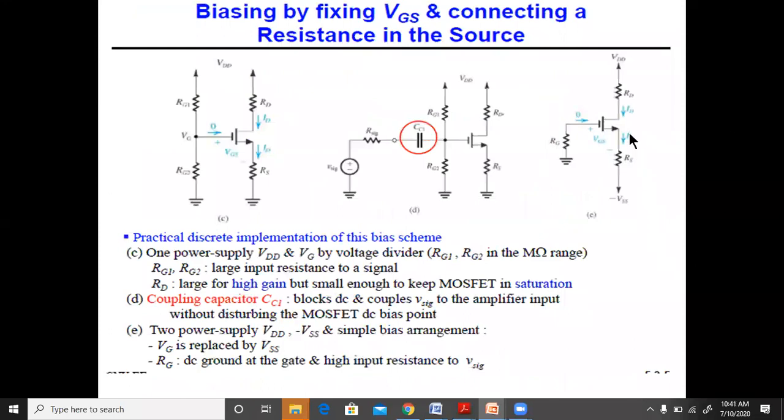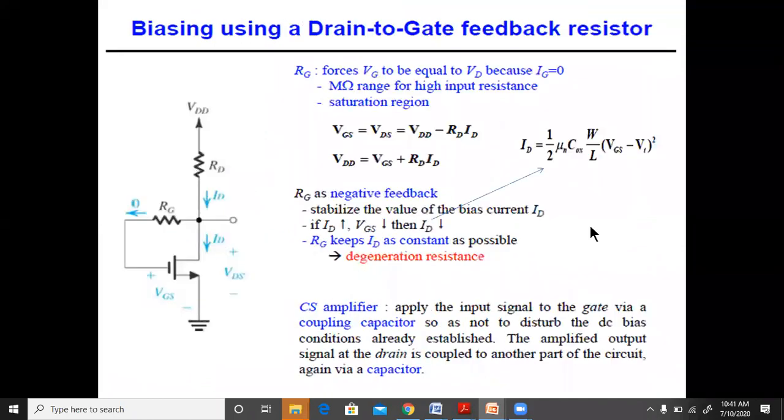Yes, this is E. So the potential here is 2 volts. This is 5 volts. This is minus 5 volts, right? The potential here is 2 volts. So now we can try to find out the value of the ID given to us.